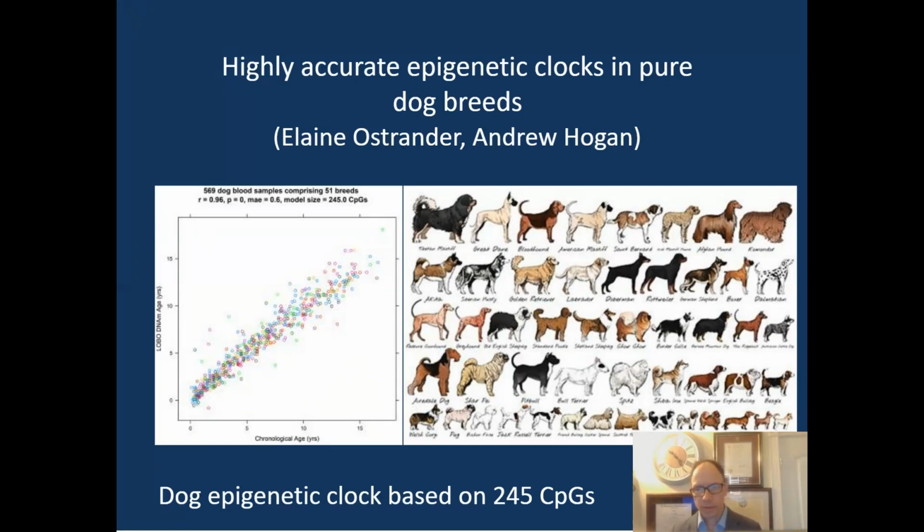We also have highly accurate epigenetic clocks for dogs. These clocks apply to all dog breeds. Ideally, we like blood samples from dogs. And here we profiled 51 different pure dog breeds in collaboration with Elaine Ostrander. And so our clock is remarkably accurate, as you can tell. And the different colors correspond to different dog breeds.